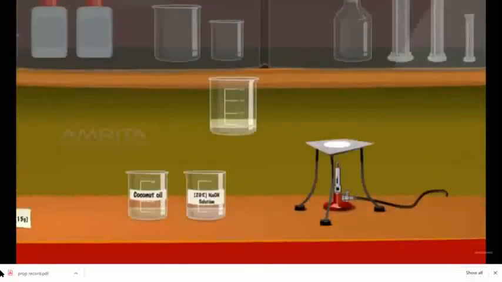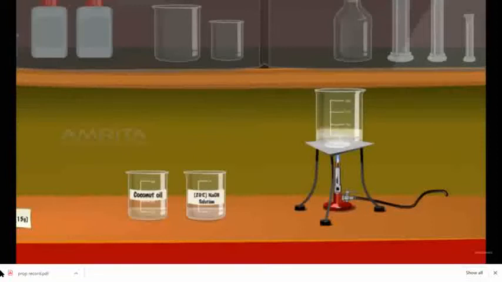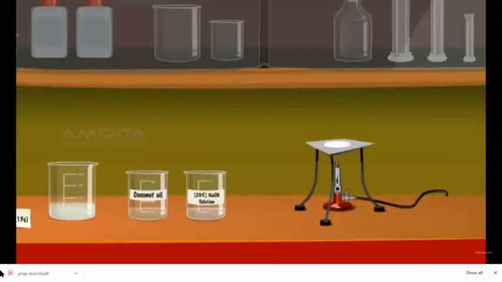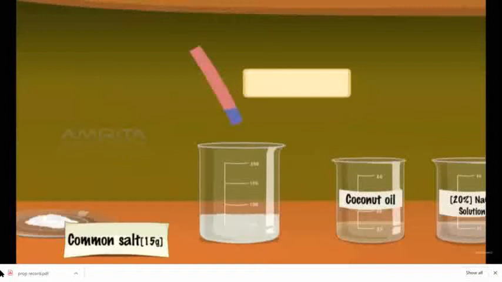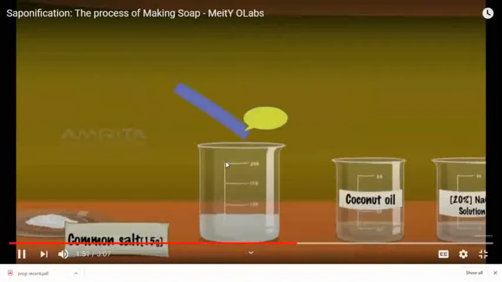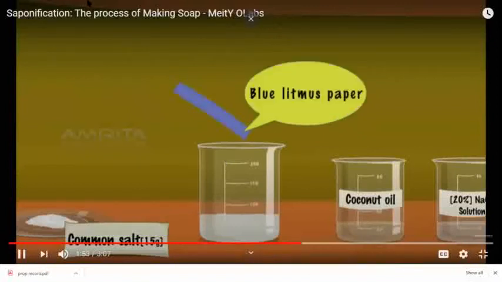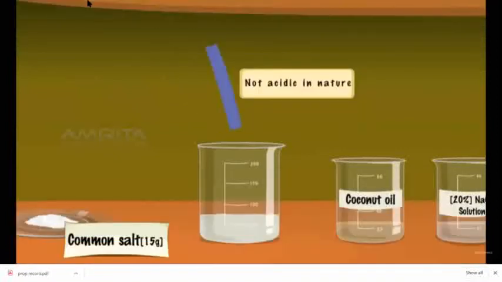Place the beaker on a Bunsen burner and heat it until the mixture becomes a whitish paste. The mixture is made up of soap in suspension form and glycerol. Remove the beaker from the flame and allow it to cool. Dip a red litmus paper in the suspension formed. When dipped in the suspension, red litmus paper changes to blue color. This shows that the soap solution is basic in nature. Dip a blue litmus paper in the suspension. The color of blue litmus paper remains the same. This shows that the soap suspension is not acidic in nature.